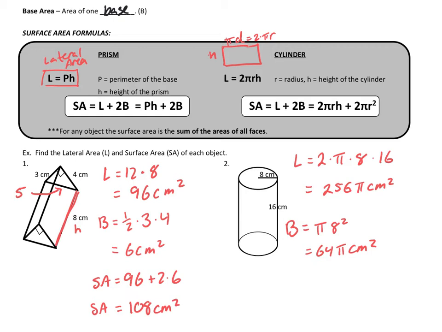And now we have enough information to find our surface area. Surface area is just our lateral area, 256 pi, plus 2 times our base area, 64 pi. So when we multiply and add that all together, we get a total surface area of 384 pi centimeters squared.